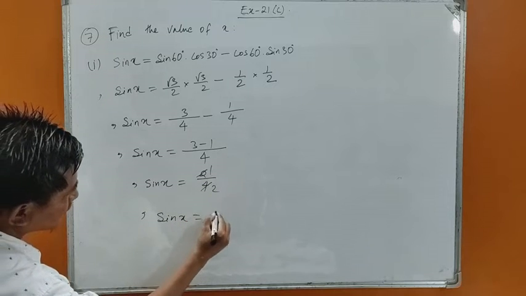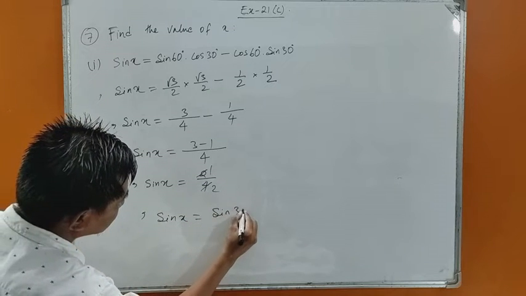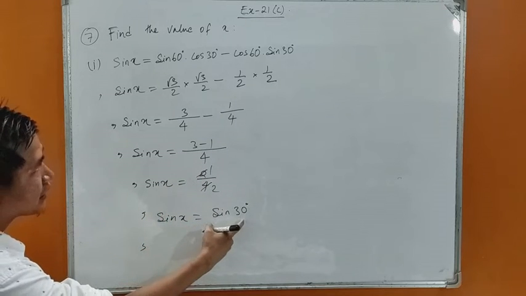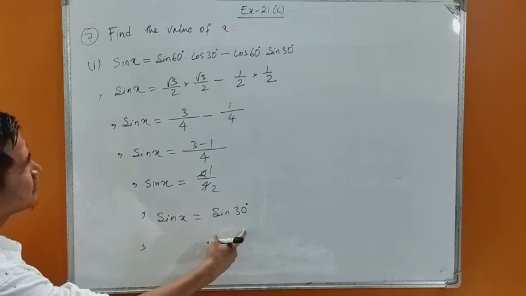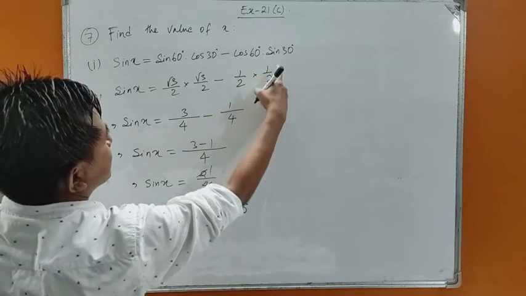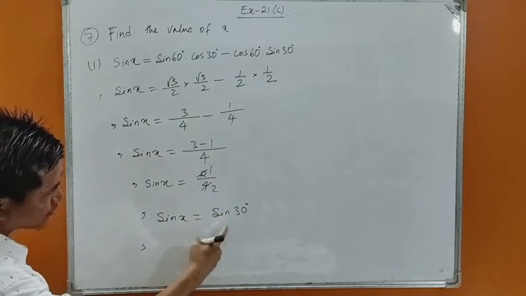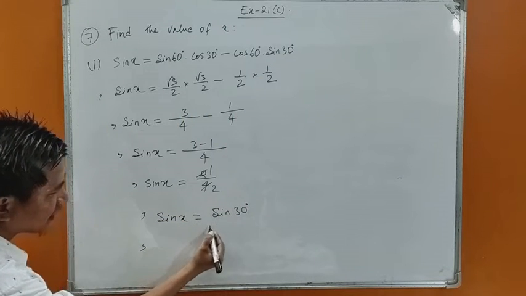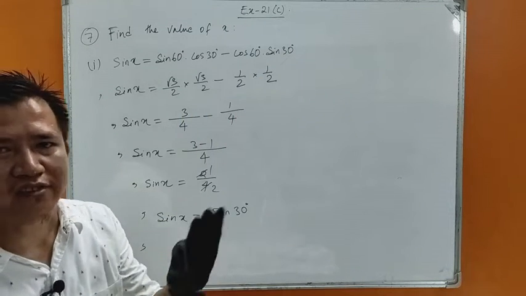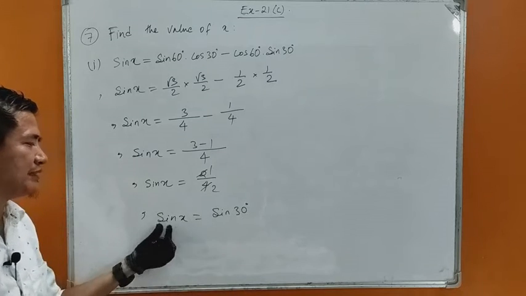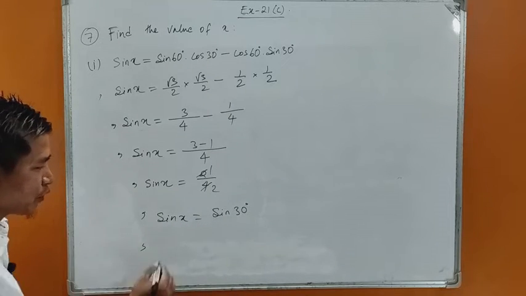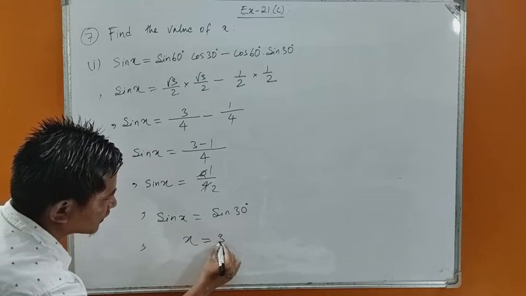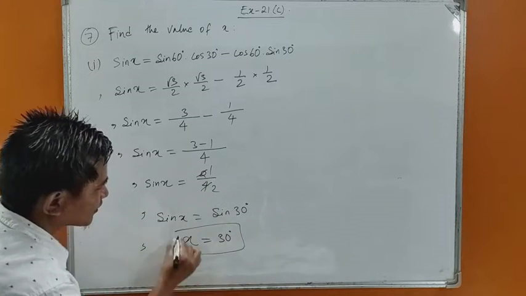1 upon 2 means sine 30 degrees, isn't it? Sine 30 means 1 upon 2. So you cannot cancel this sine, okay? Sine, cos, tan, cot, sec, cosec, these six are identities. We cannot cancel the sine, but we can leave the sine from both the sides. So x equals 30 degrees. This is the answer for x.